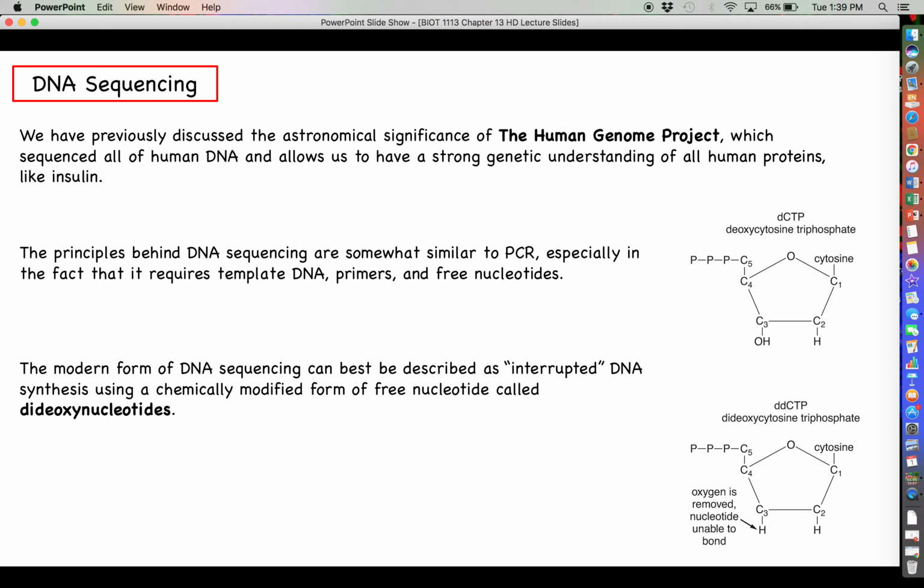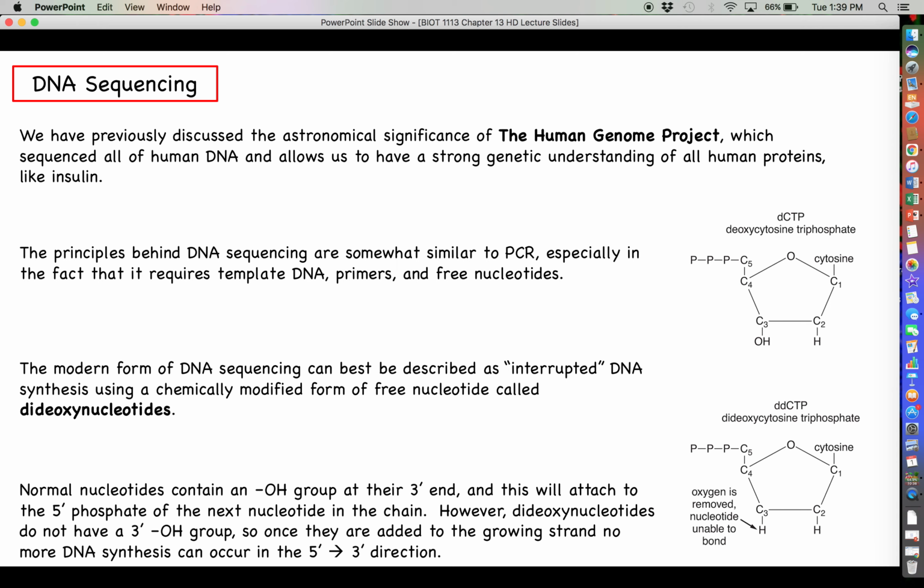Now, the free nucleotides is where we really want to focus our attention here, because this is where things are different. So the modern form of DNA sequencing is what we're going to call interrupted DNA synthesis, because of a very special type of nucleotide that we are going to use called dideoxynucleotides.